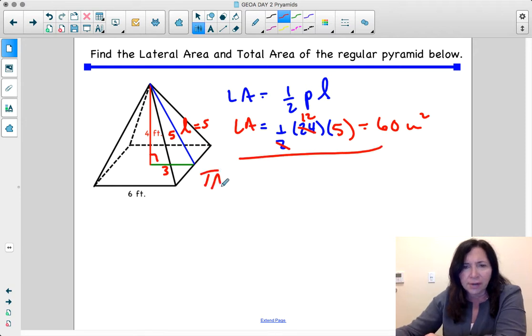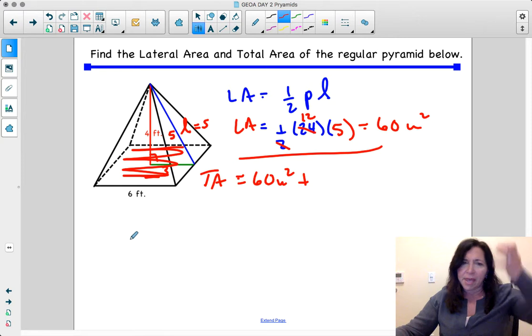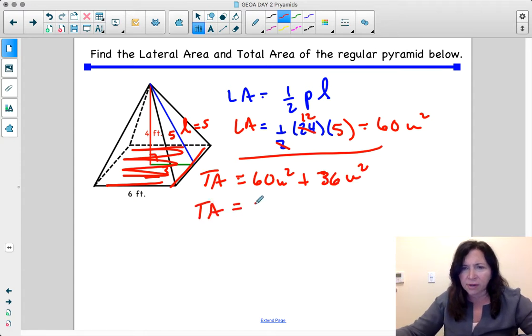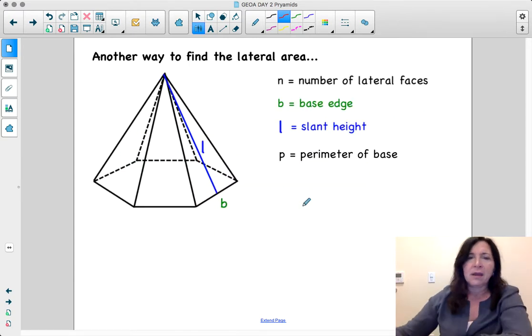My total area is my lateral area, which is 60 units squared, plus the area of one base. And because I have one base, to find the area of that base, it's just going to be base times height, or length times width, which is 6 times 6, which is 36 units squared. So the total area is going to be 96 units squared, okay?